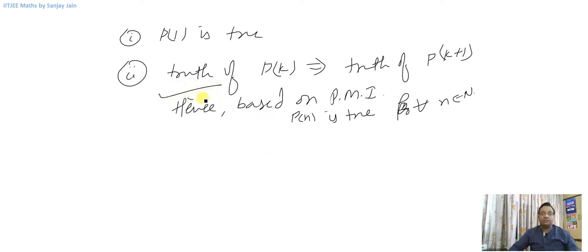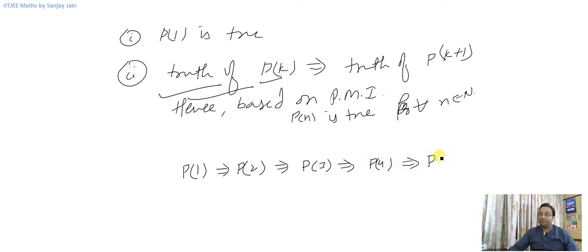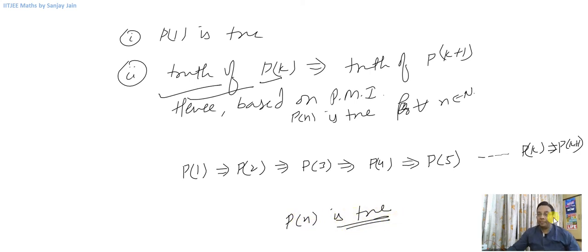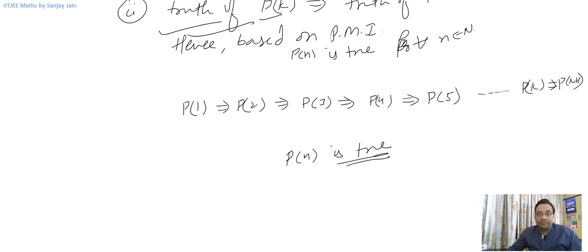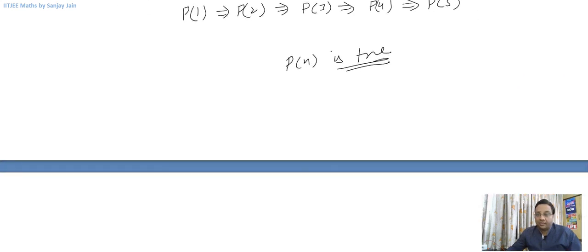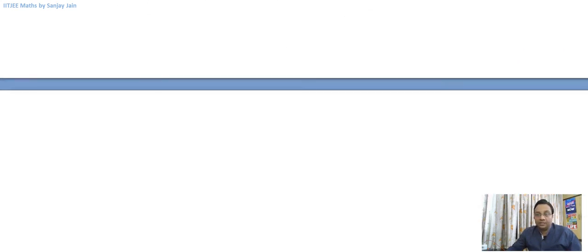So this statement basically means that if P of 1 is true, this implies P of 2 is true, this implies P of 3 is true, this implies P of 4 is true, this implies P of 5 is true, and you can keep on writing, right? Basically P of k is true, so this implies P of k plus 1 is true. That means P of n is true. This is the principle of mathematical induction. Okay, let us move to the questions and then we will understand it more.